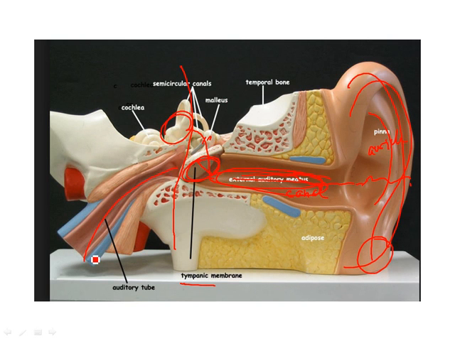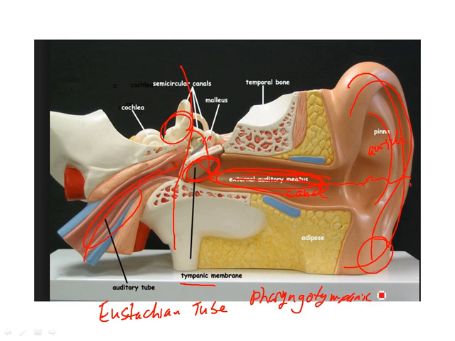You also have what's called, three different words, you can call it the auditory tube. It's also called the eustachian tube, and it's also called this tube here. I have to say it slower, I can't spell it. Tube.